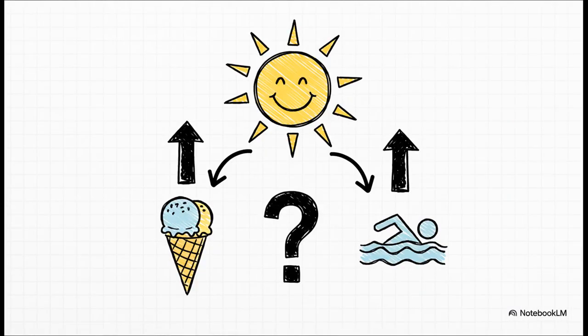Here is the classic example, and it will lock this concept in your memory forever. Ice cream sales go up, and at the same time, drowning incidents go up. So, does eating ice cream cause drowning? No way, of course not. The lurking variable here is hot weather. The heat causes people to buy more ice cream, and it causes them to go swimming more. So you always have to ask yourself, could something else be causing this pattern?